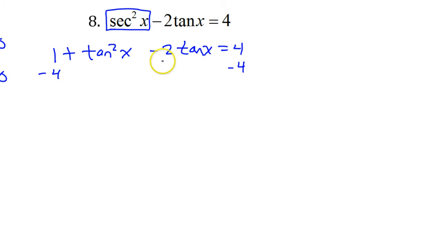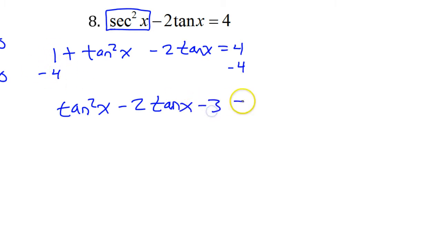So I'm going to rewrite this. Of course, this makes negative 3, but I'm going to put that negative 3 at the end. So bringing this down, I've got tangent squared x, and then negative 2 tangent x, and then because of this, minus 3 is equal to 0. This looks like it will be factorable.